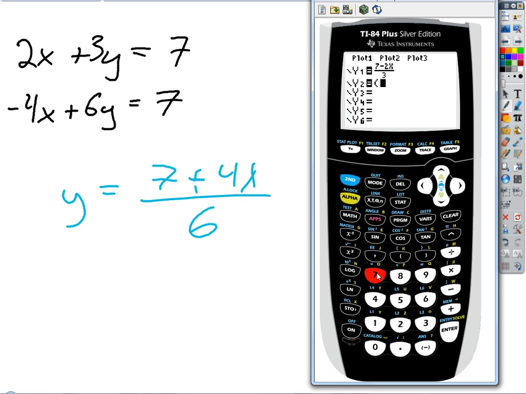So 7 plus 4x, close the parentheses, right? Close them. Because I have to divide that whole thing by 6. But you have to put that in parentheses. No, you don't have to put the 6, because the 6 is just one thing. You only need parentheses if it's more than one thing together, isn't it?